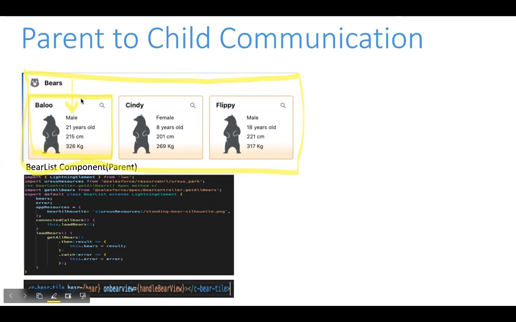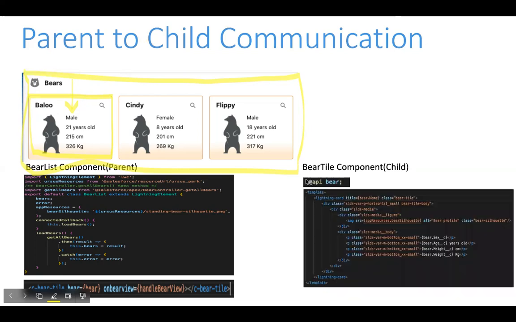So what is a public property? Public property means we can access data from outside of this component. So we want to send data from beer list to beer tile component, right? Then we have to declare a public property inside the child component.